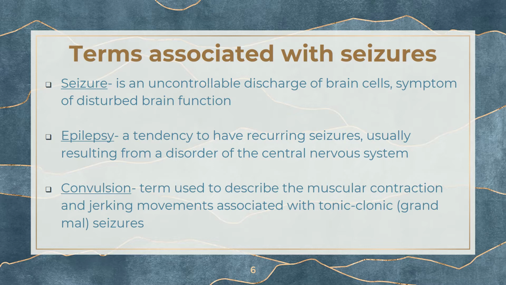A convulsion is a term used to describe the muscular contraction and jerking movements associated with tonic-clonic, which used to be referred to as grand mal seizures. Although people with epilepsy have regular seizure activity, a person does not need to be diagnosed with epilepsy to have a seizure. In fact, 1 in 11 people experience a seizure at some point in their life. Under the right circumstances, anyone can have a seizure.